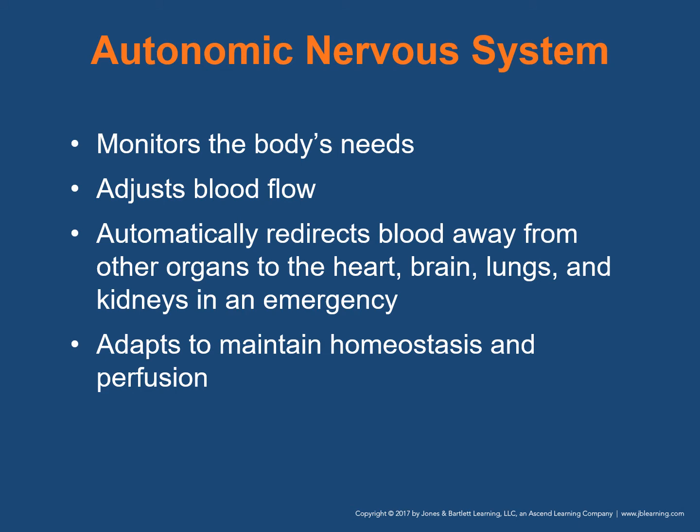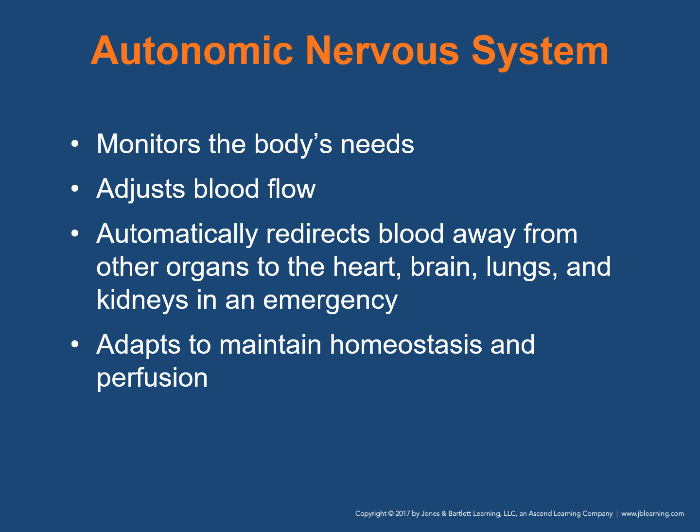The autonomic nervous system actually plays a role in this. By monitoring the body's needs every second of every day, it can adjust as needed. So if I have a bleed, it will adjust blood flow. It will redirect blood from less important areas to more important areas of the body to protect us.